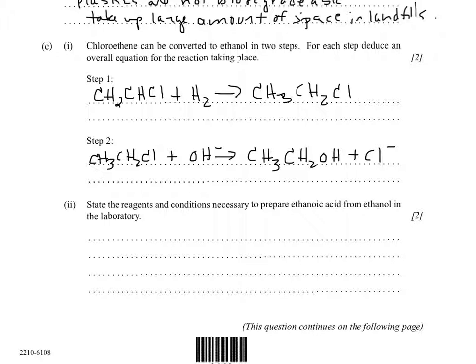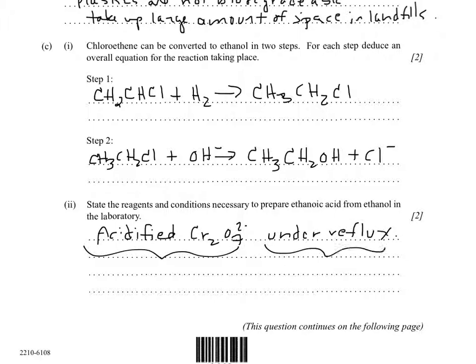Okay, so the reagents necessary for oxidation are going to be acidified dichromate ion, and under reflux. You need both of these: the acidified dichromate for one point, and under reflux for the second point.